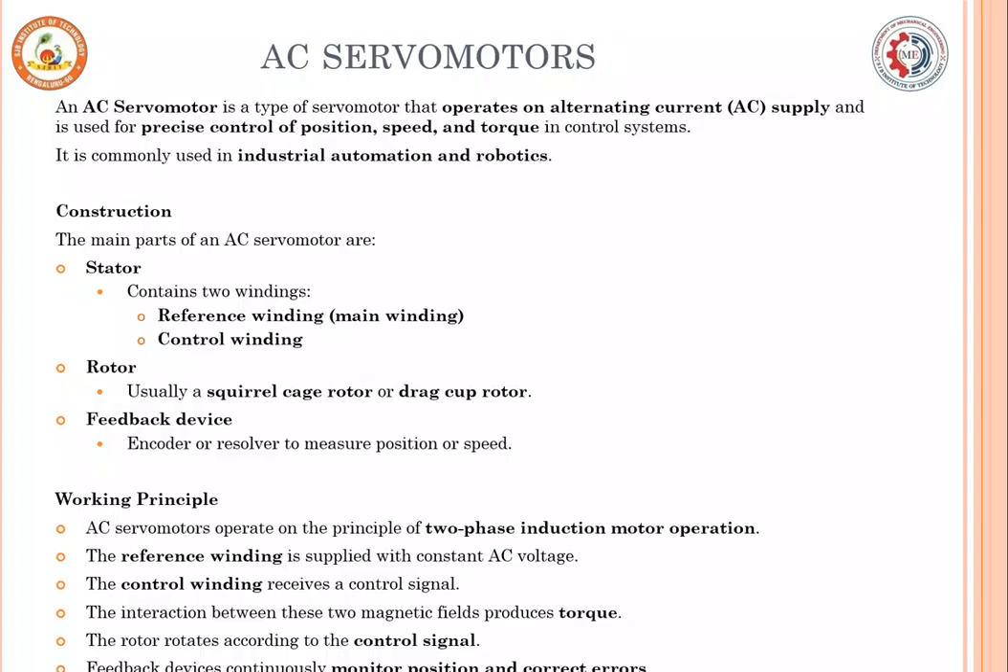The AC servo motor operates on the principle of a two-phase induction motor. The reference winding is supplied with constant AC voltage. The control winding receives a control signal. The interaction between these two magnetic fields produces torque. The rotor rotates according to the control signal. The feedback devices continuously monitor position and correct errors.